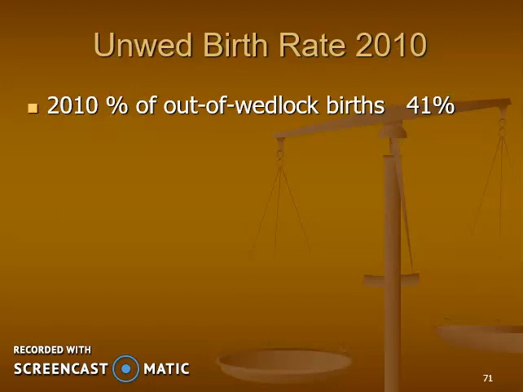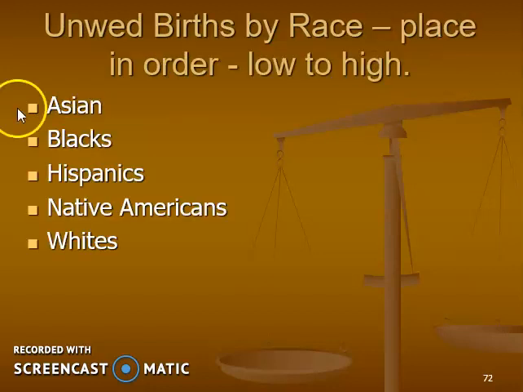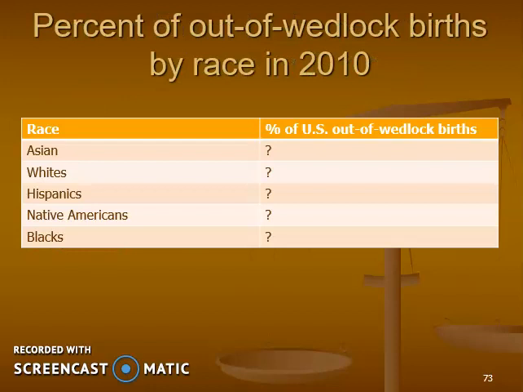Now, we can look at it in an even different way. What about unwed births by race? And again, you look at these races, and nobody is more concerned about this than certain races, because it is hurting them as a race. So let's just look at that. So here we are. Asian, what percent of Asians are out of wedlock births? 17.